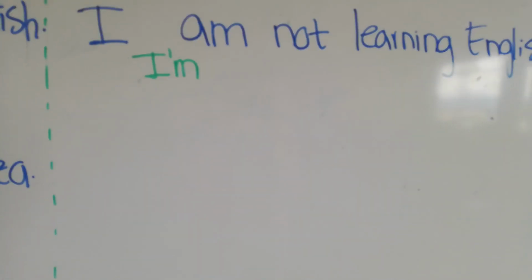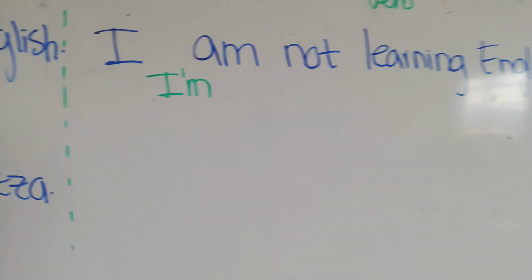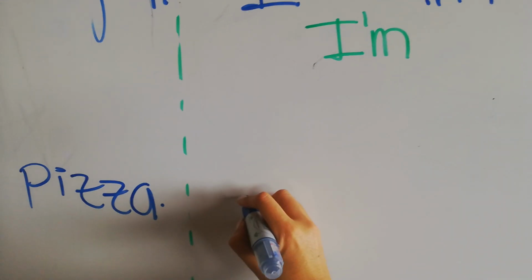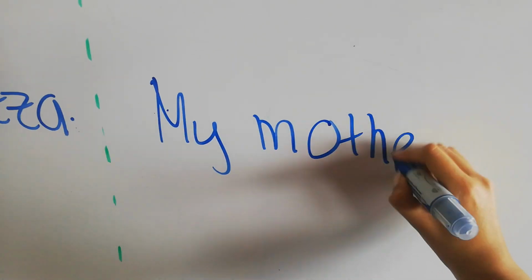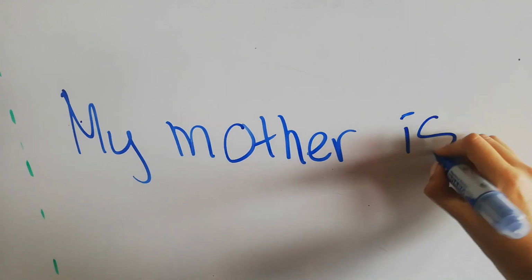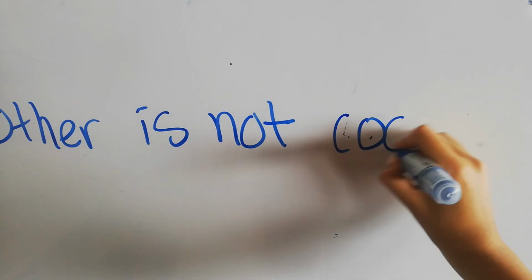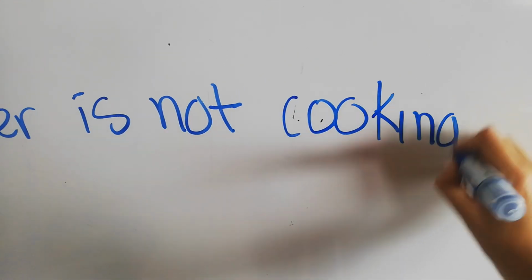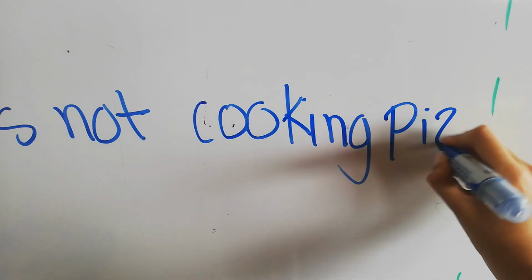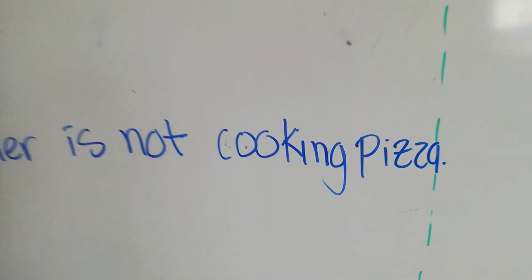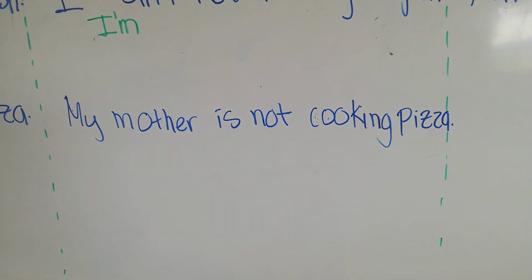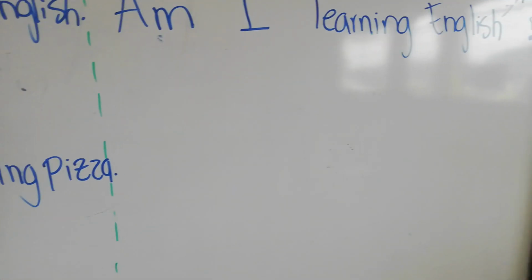Now, I continue with the negative. The same sentence. My mother is not cooking pizza. And that's my negative sentence. My mother is not cooking pizza.